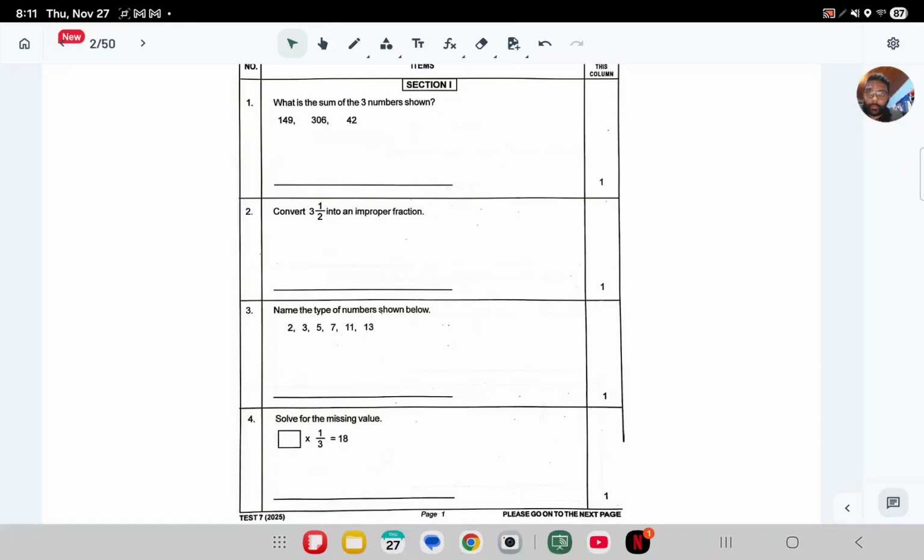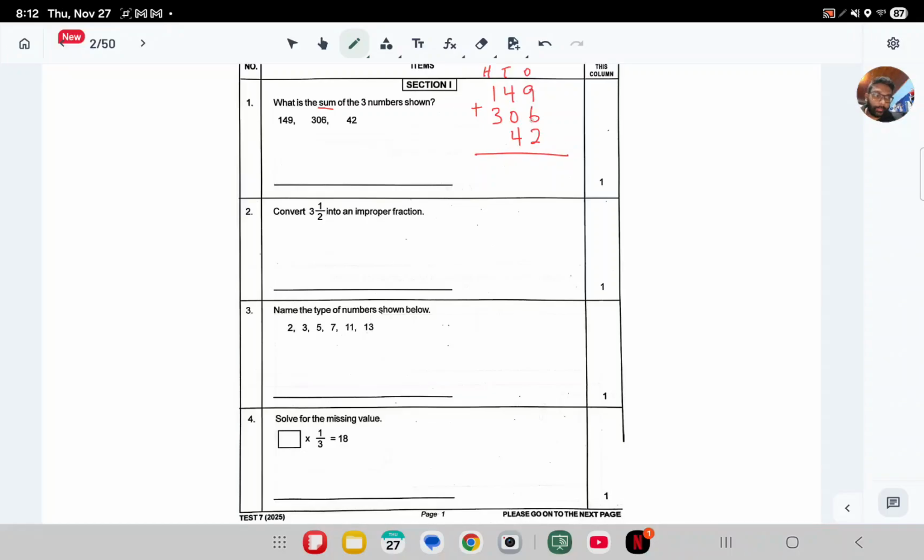We know sum means to add. So the sum of the three numbers shown. We have 149, 306 and 42. Line up the numbers or the digits in their respective place value columns, and we add. We always start in the ones column.